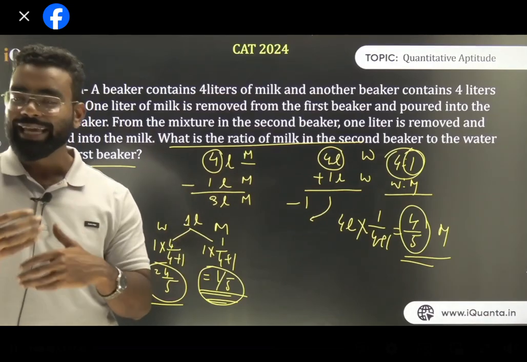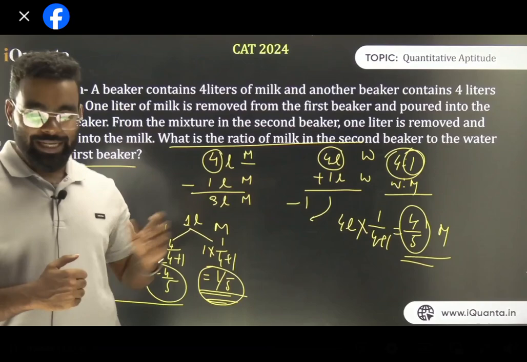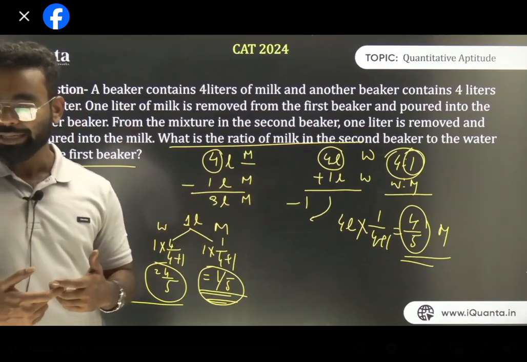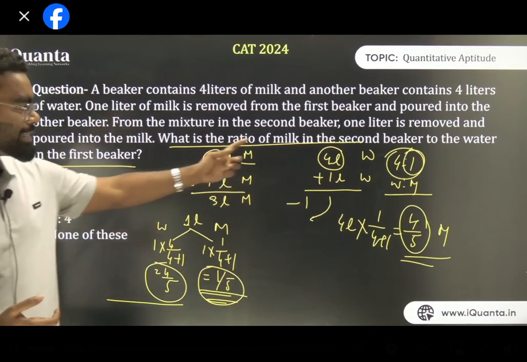If you do this again and again, the ratio of milk and water in each portion is basically the inverse, exactly. In this case, the ratio of milk to water is the same as, in this case, the ratio of water to milk.